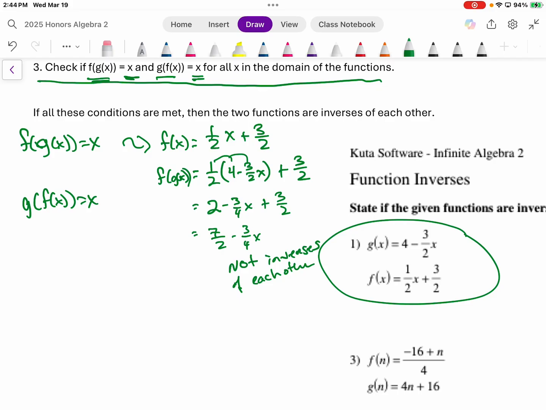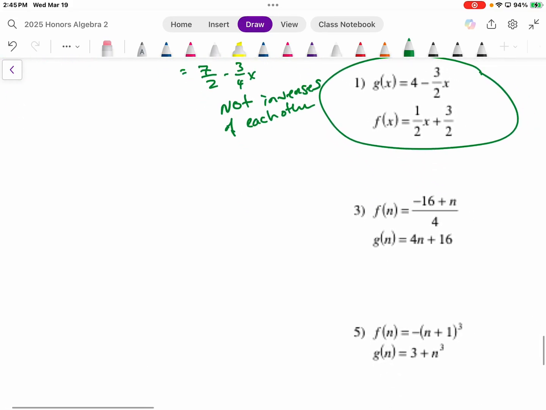I don't have to test the g of f of x. Once one of them fails and doesn't become x as a simplified answer, you can stop and say that they're not inverses. Okay? You don't have to test both. The only reason you test both is if one does work out to be x, then you have to test the other one. All right, so let's do number 3 because we're on that same side.